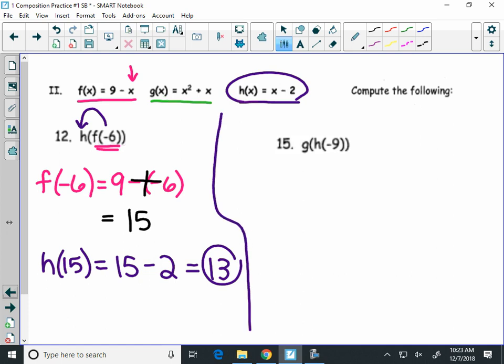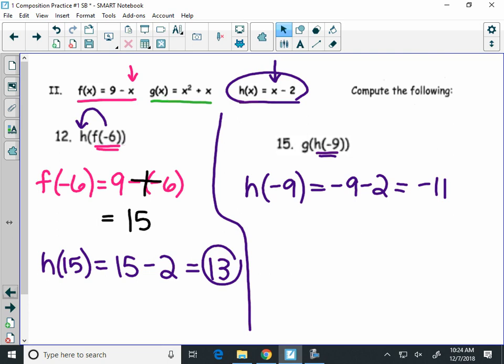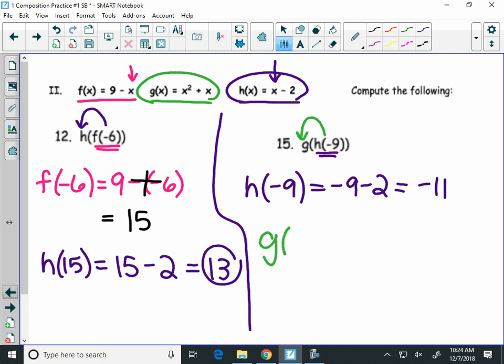All right, let's look at number 15 now. I'm starting with h. g of h of negative 9. So since I'm starting with h, I'm going to evaluate h of negative 9. So negative 9 goes into the function for x. I have negative 9 minus 2, and be really careful with your negatives here. Negative 9 minus 2 is negative 11. That negative 11 goes into the function on the left, which is g. So you're going to evaluate g of negative 11.